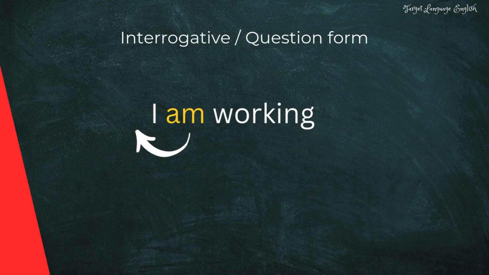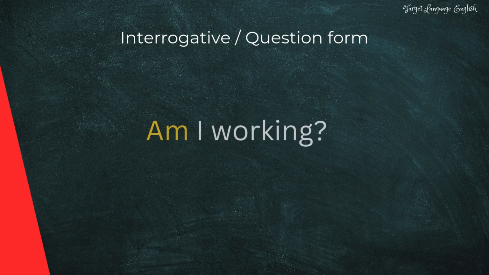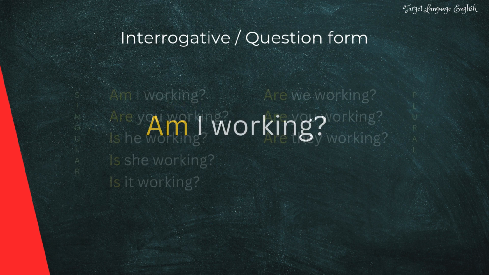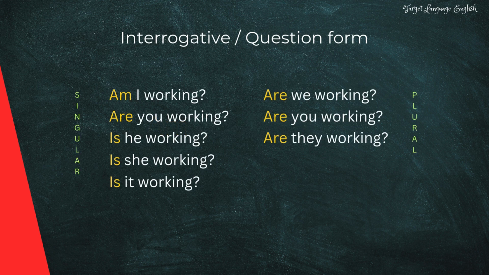To create the interrogative or the question form, we move the verb be in front of the subject. Am I working? Are you working? Is he working? Is she working? Is it working? Are we working? Are you working? Are they working?